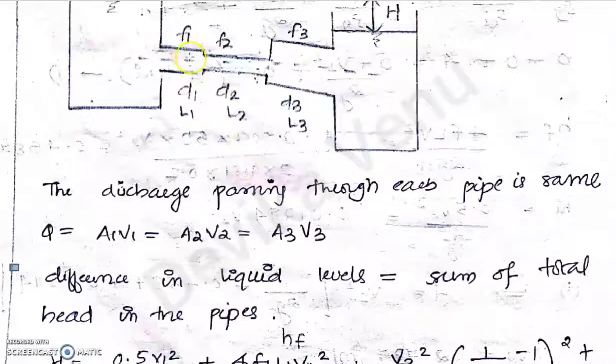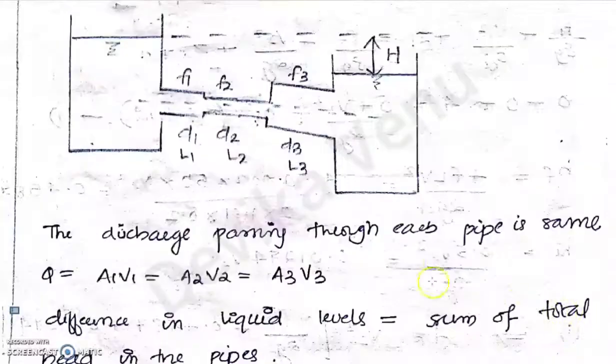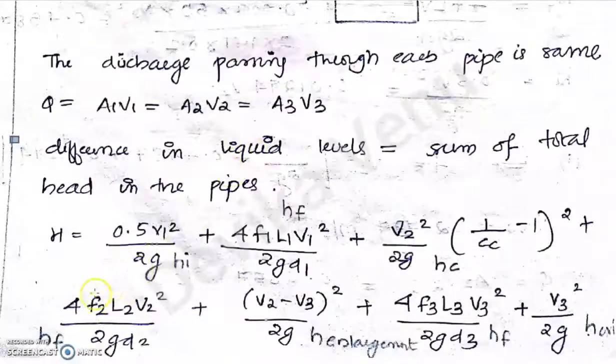Next, it is entering a new pipe. So we have to consider not the entrance loss but the contraction loss, because it is going from one pipeline to the next and suddenly contracting. So you have to consider the contraction equation, that is V2 square by 2g into (1 by Cc minus 1) the whole square. Then the next one is the head loss due to friction for the second pipeline, that is 4 F2 L2 V2 square by 2g D2.